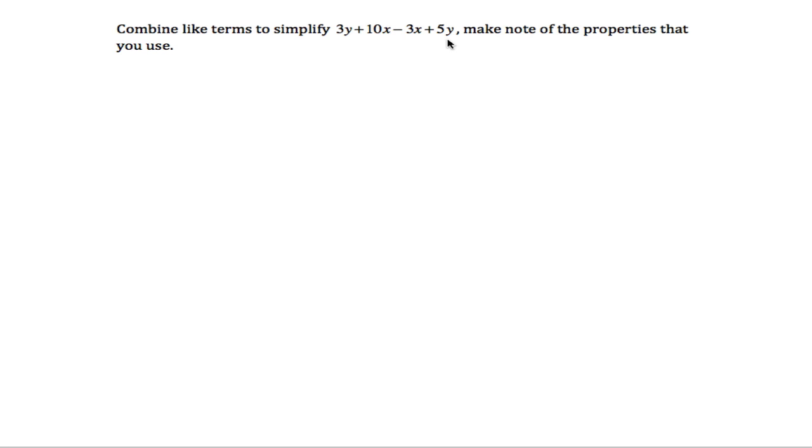In this example, we're asked to simplify this algebraic expression by combining like terms. But really we're asked to justify each of the steps along the way, which maybe is the trickier part. The way this makes sense to me is first I want to group my x's and my y's together.